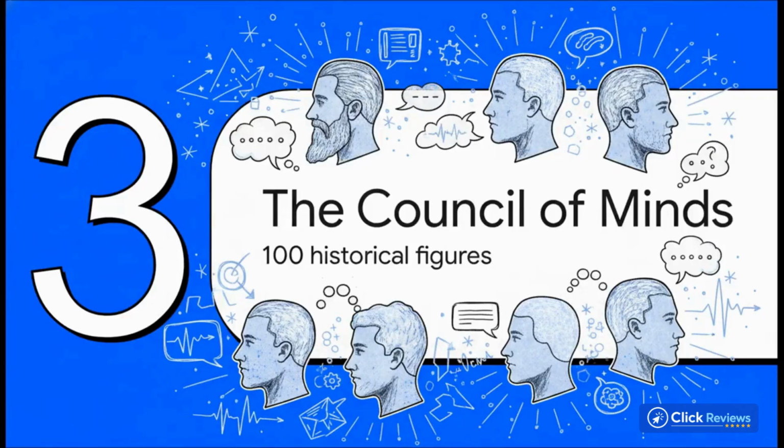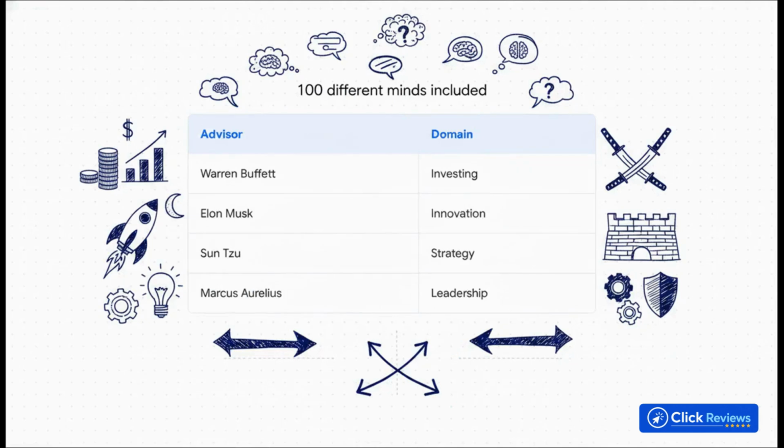Section 3, the Council of Minds. The crazy thing here is you aren't just getting 1 or 2 perspectives. There are 100 different minds included in this package. Say you need to evaluate some wild, innovative moonshot project. Load up the Elon Musk framework. Facing a vicious competitor in your local market, run that exact situation through the Sun Tzu strategy framework. Or maybe you're dealing with really high-pressure team dynamics. Consult the Marcus Aurelius leadership lens. It's like having a historically proven thinker on speed dial for almost any modern business or personal problem you could possibly face.